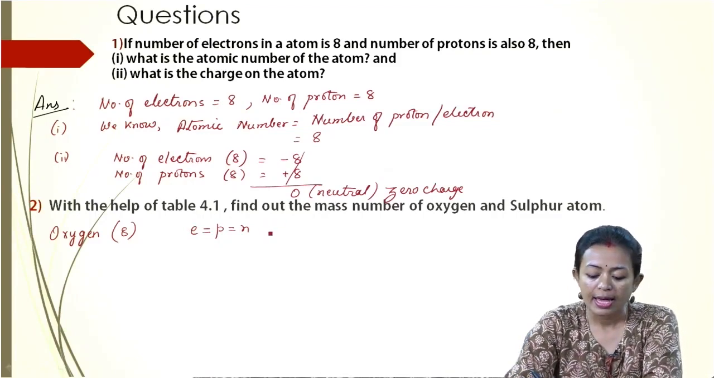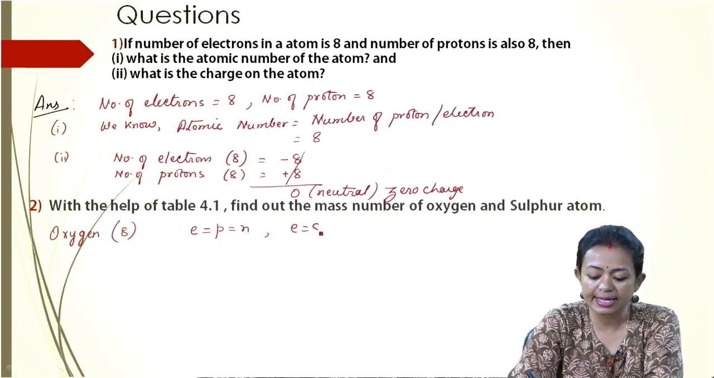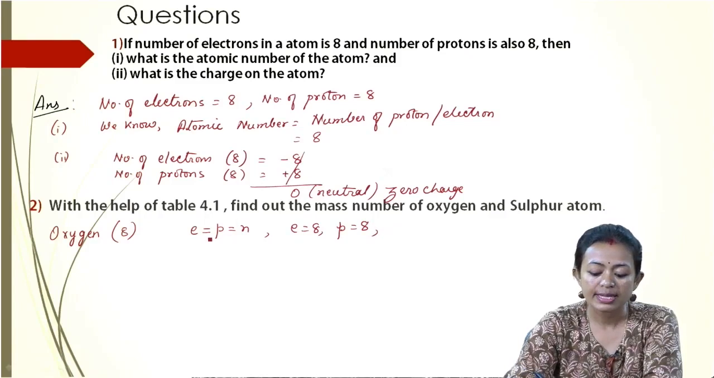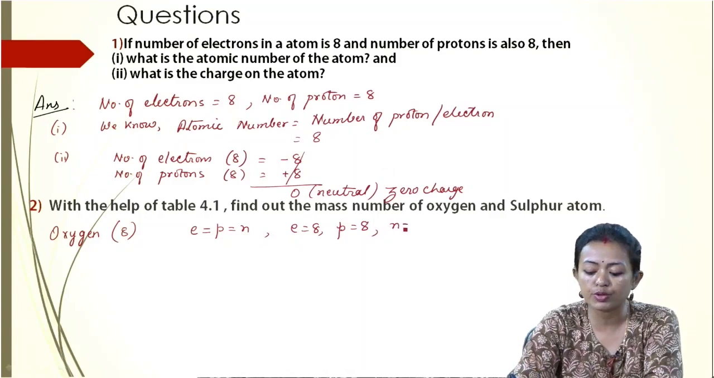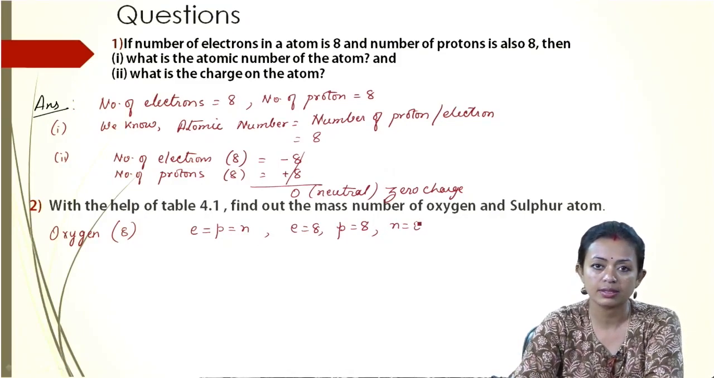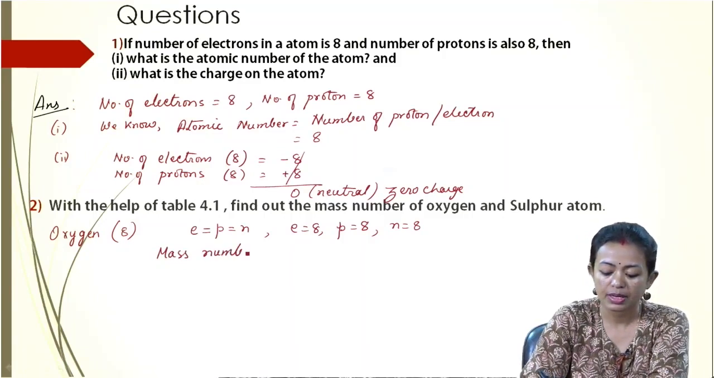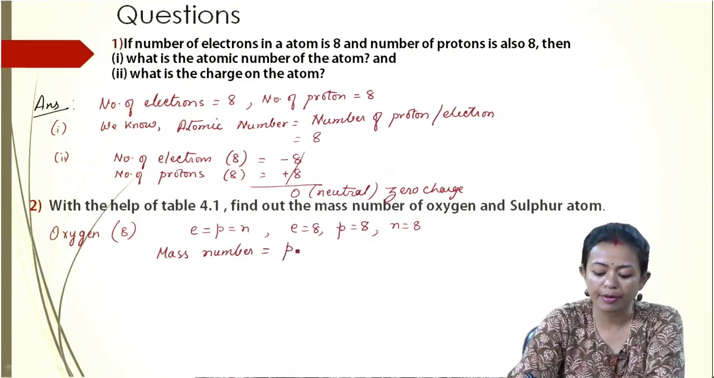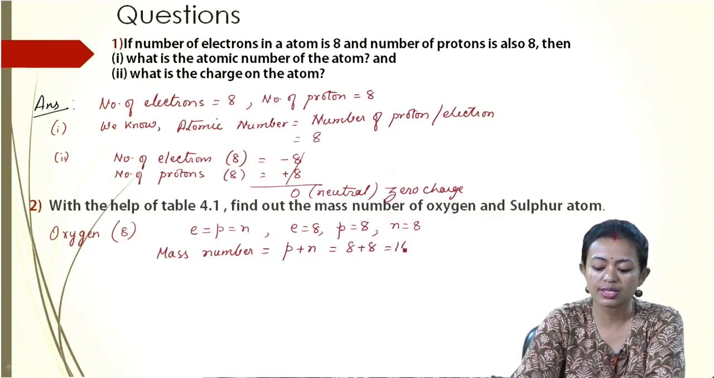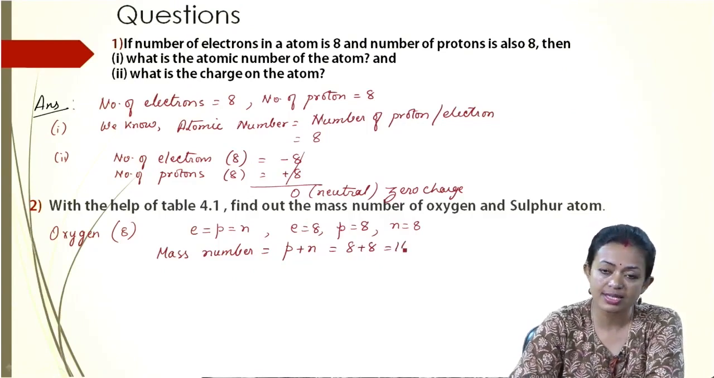So oxygen has got 8 electrons. Because it has got 8 electrons, definitely the number of protons is going to be 8. And because the number of electrons, protons and neutrons in an atom needs to be equal, the number of neutrons is also going to be 8. And we know what mass number is. Mass number is equal to the number of protons plus neutrons, that is 8 plus 8, which is equal to 16. So the mass number of oxygen is 16.